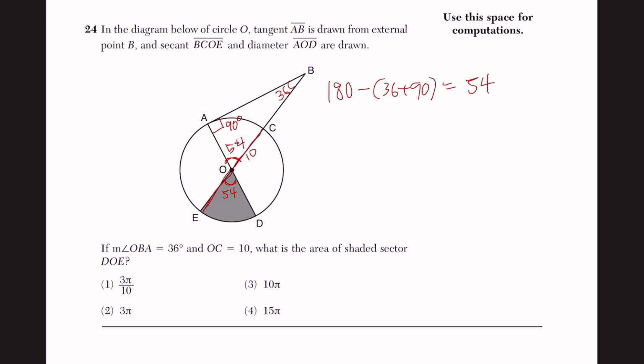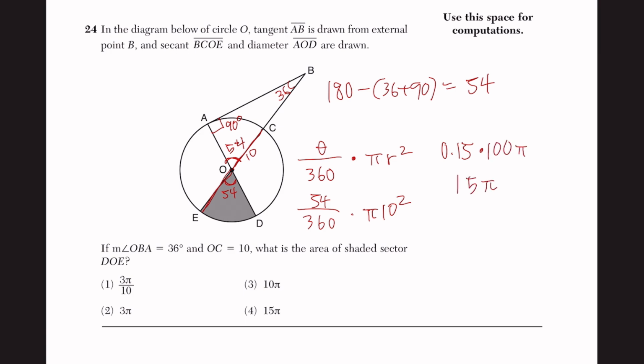Okay, to find the area of the shaded sector, we can use this equation, which is theta over 360 multiplied by the area of the whole circle. So the area of the whole circle is pi r squared. This is basically just the fraction of this shaded sector compared to the whole circle. For this question, it's going to be 54 degrees over 360 times pi times 10 to the second power. 54 divided by 360 is 0.15 times 100 pi. 0.15 times 100 is 15 pi. So the answer is number 4.